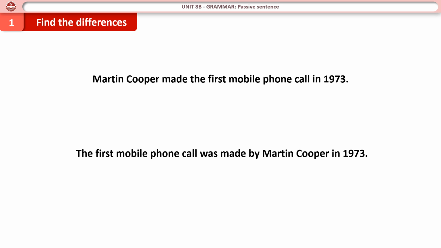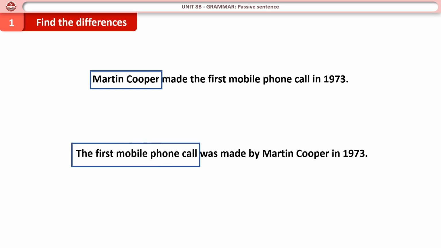So some differences that we can see here is that for the first sentence we have Martin Cooper as the subject, while the second sentence has the first mobile phone call as the subject. For the verb, we have made for the first sentence, while the second sentence would be was made. And we should also pay attention to the time in this sentence. It is in 1973. So overall, the meaning of these two sentences is quite the same.